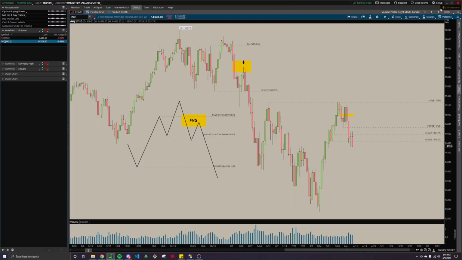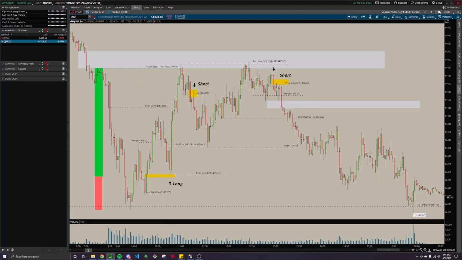The lower time frames are what I'm trying to trade actively, and so I really just wanted to try to present these ideas in a way that's easy to understand for traders who are newer to these concepts.